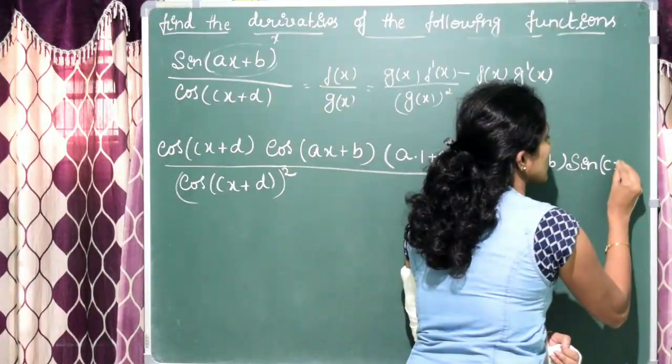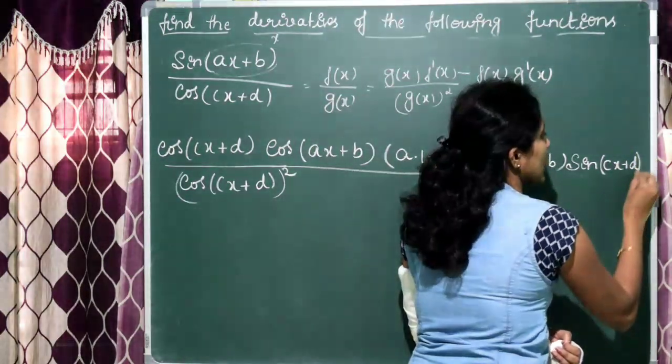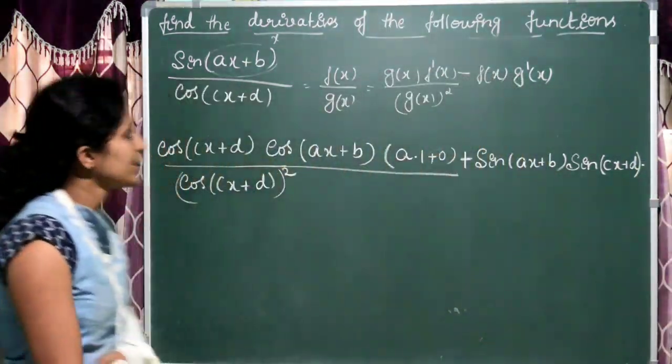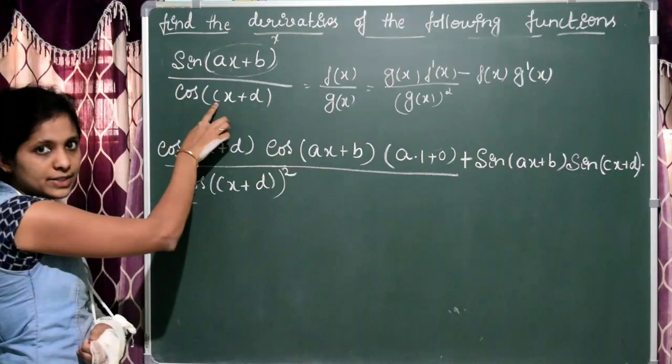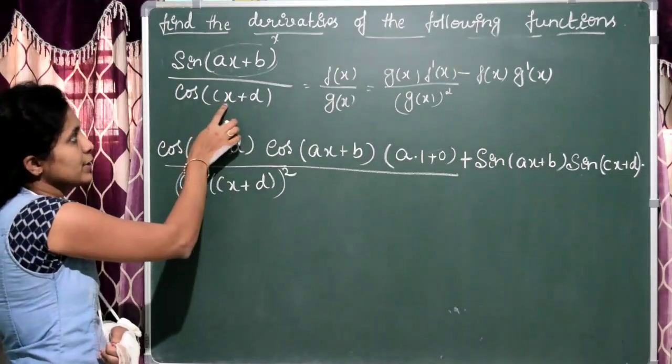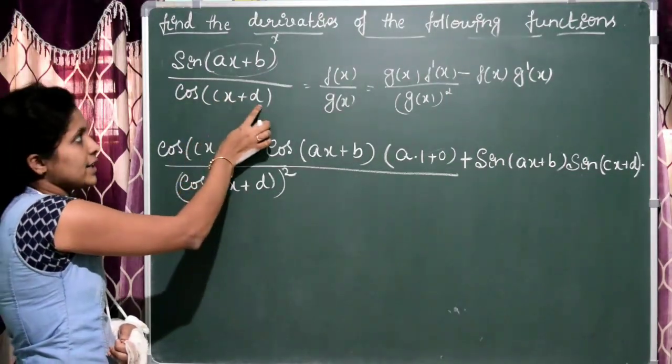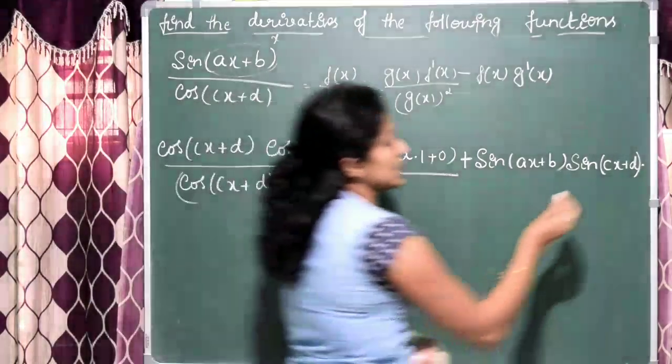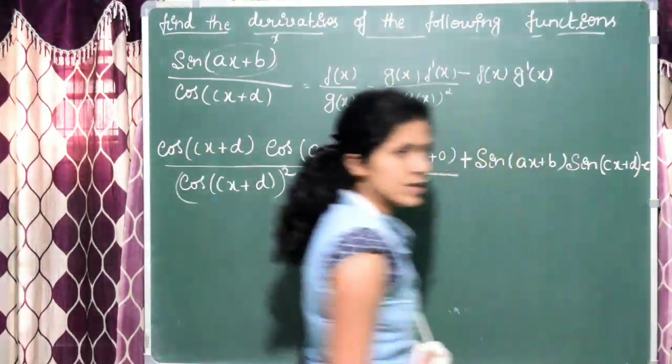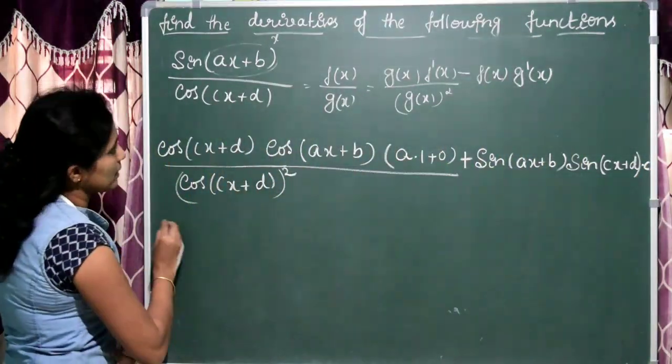So this will be now cx plus d into derivative of cx plus d. What is that? C and d are also constant. So derivative of c into x will be c and derivative of d is 0. So this is multiplied with c. I hope you understood this one. Now we will simplify this one.